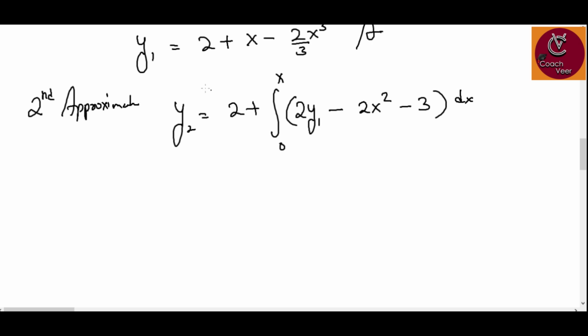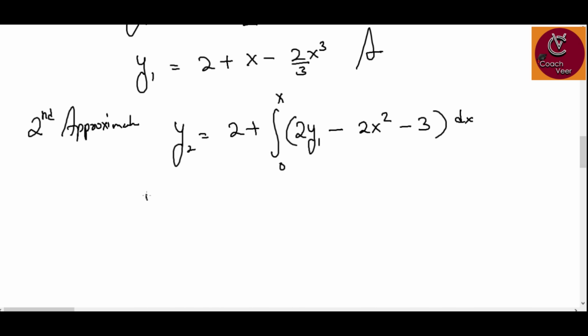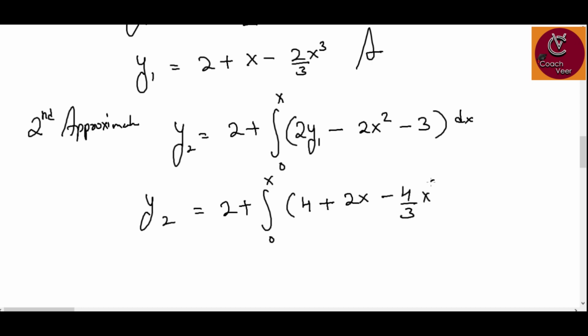Now this y1 needs to be substituted in this place. Let's substitute it and see what will happen. 2 plus the integral from 0 to x of 2 times this whole thing. Let's do the multiplication here. So 4 plus 2x minus 4 by 3 x cube, negative 2x square, and this negative 3, dx. Can we simplify this stuff a little?